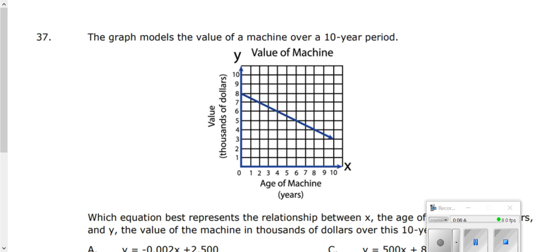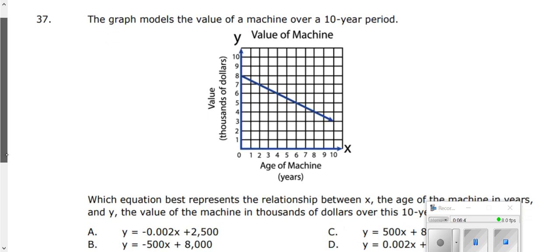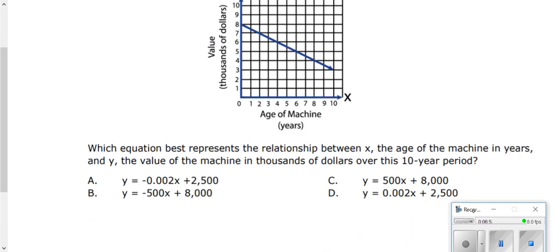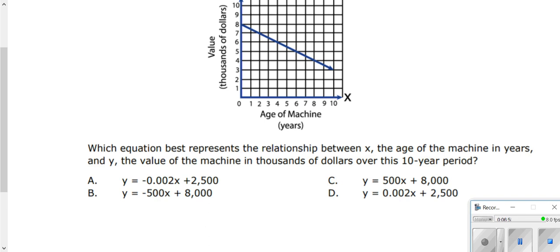Number 37, the graph models the value of a machine over a 10-year period. Which equation best represents the relationship between x, the age of the machine in years, and y, the value of the machine in thousands of dollars over this 10-year period? If I look at my graph, notice it says value in thousands of dollars, and I can see my y-intercept, or b, is $8,000. I can also see that my slope is negative. It is decreasing by a certain amount each time.